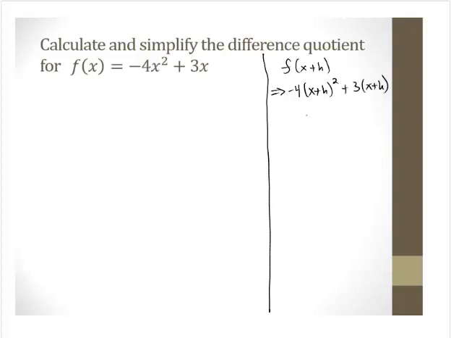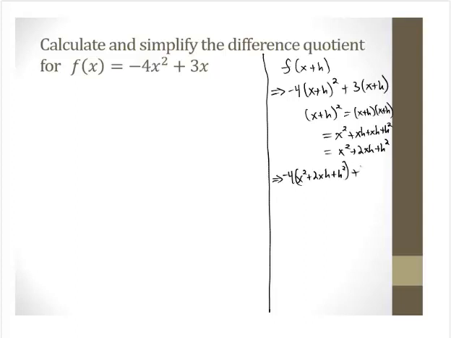Now, x plus h squared is x plus h by x plus h. If we FOIL, that would be x squared plus xh plus xh plus h squared. So that's x squared plus 2xh plus h squared. So I now have negative 4 by x squared plus 2xh plus h squared plus 3 by x plus h, and I can apply the distributive property. Negative 4x squared minus 8xh minus 4h squared plus 3x plus 3h. All right, now I've done my side work.